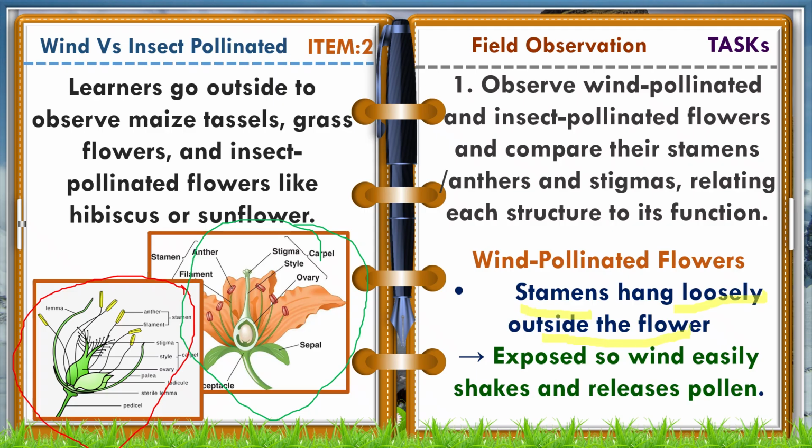What is the purpose of the stamens of wind-pollinated flowers hanging outside of the flower? Exposed, so wind easily shakes and releases pollen. So they are hanging outside the flower. This is to expose them to wind so that they can easily shake and release the pollen.